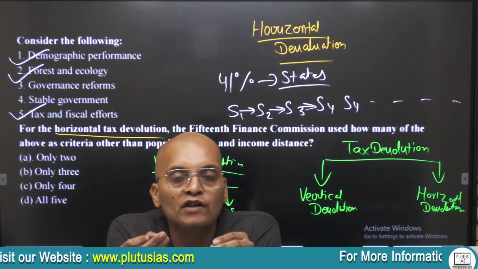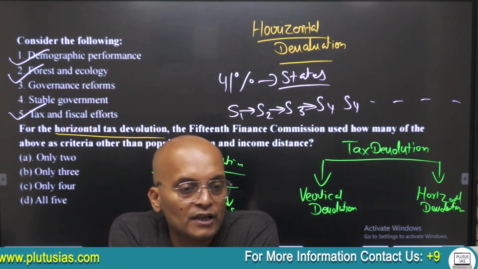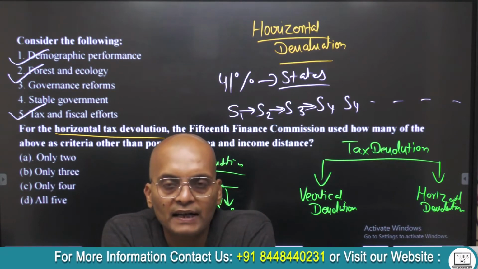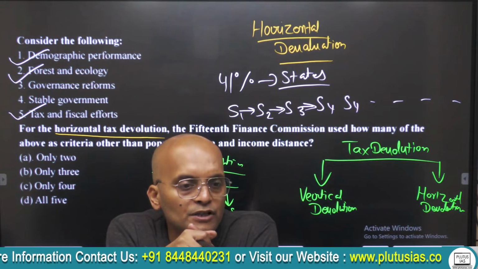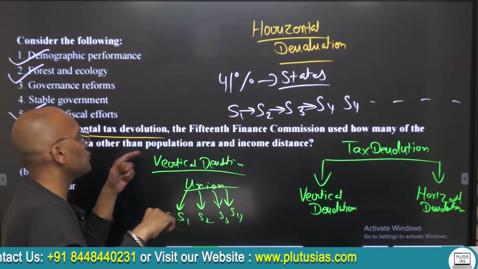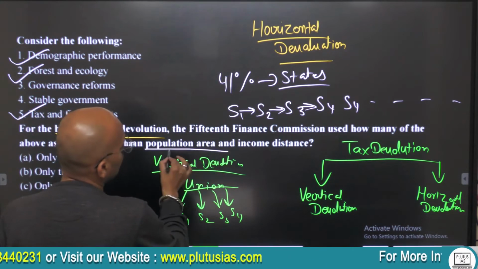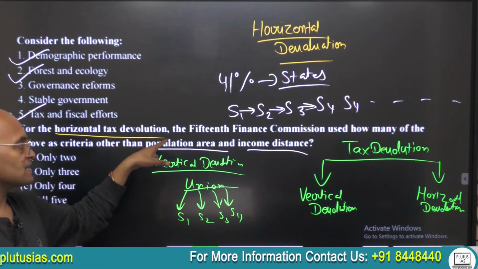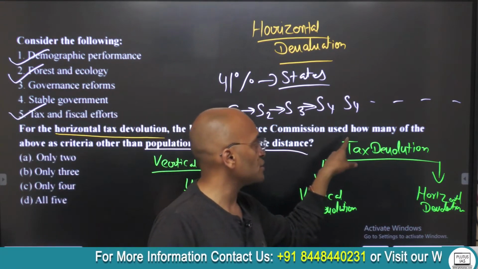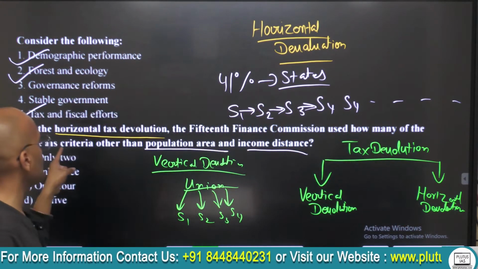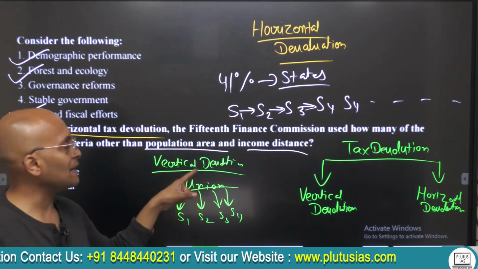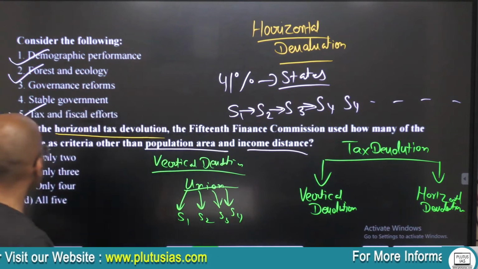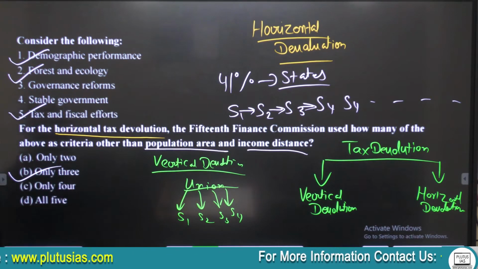So the state which was in the worst situation, it got more money, yes or no? And the state which was fine, it got less money because it didn't need that much help. So these 5 were the criteria, but UPSC is saying that don't talk about population area and income distance. See, the question is saying for horizontal tax devolution, the 15th Finance Commission used how many of the above as criteria other than, means you have to neglect it, population area and income distance. So 3, yes or no?